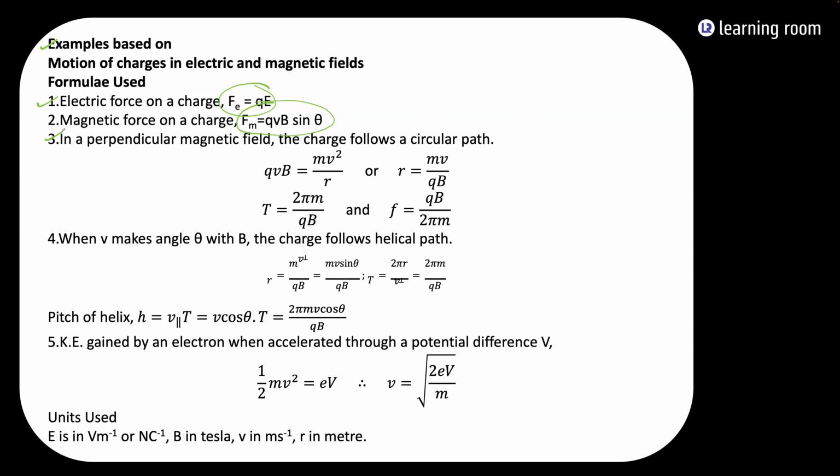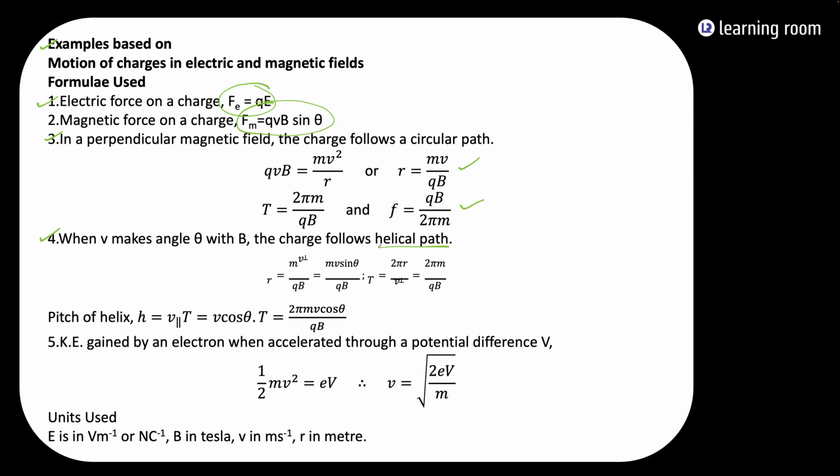And what is going to be the radius of the circular path? It is mv divided by qB. And what is going to be the time period? Time period is 2 pi m by qB. And what is going to be the frequency? qB divided by 2 pi m. Right. Suppose it is not 0, 180 or 90, then the particle will follow a helical path, right?